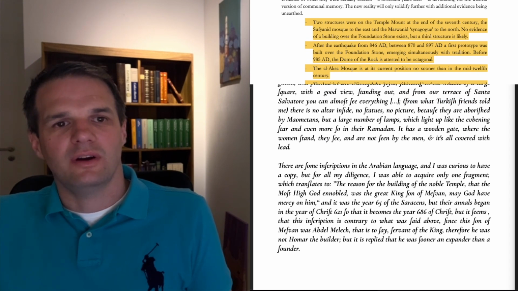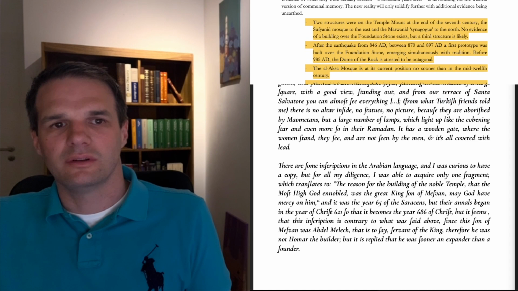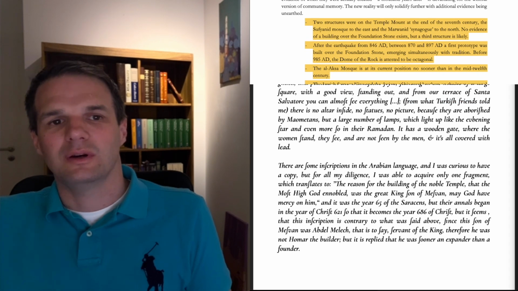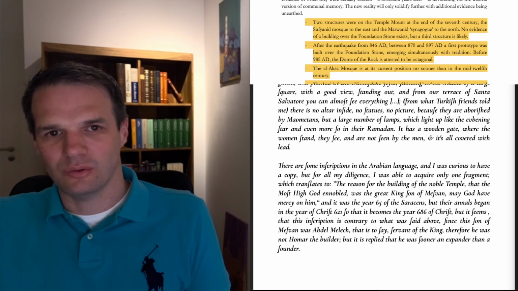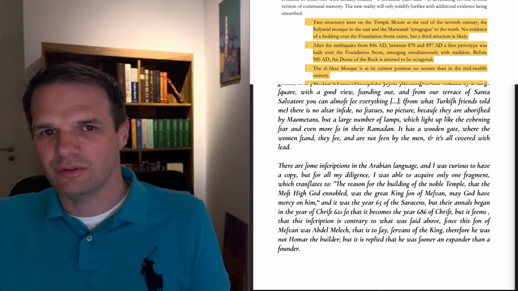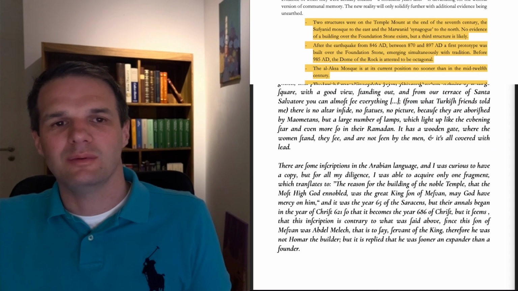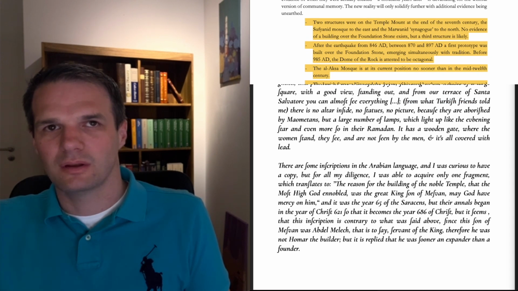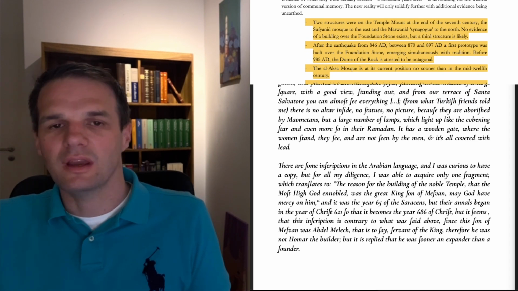Before 985 AD, the Dome of the Rock is attested to be octagonal. Yes, well, the ambulatory, yes. But we also hear that the dome is round. I'm not sure if that was already before 985, to be honest. So maybe he has a point there. The Al-Aqsa Mosque is at its current position no sooner than in the mid-12th century. Possible. I mean, there definitely was something there, which Bernard the Wise saw in 870, but it could have been in a slightly different spot. So, yeah, maybe.